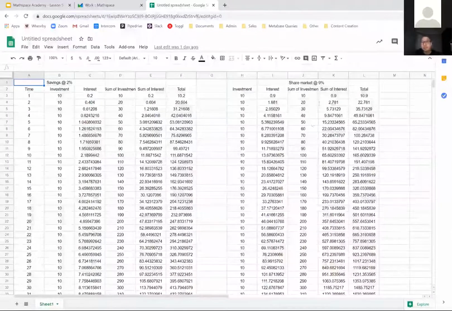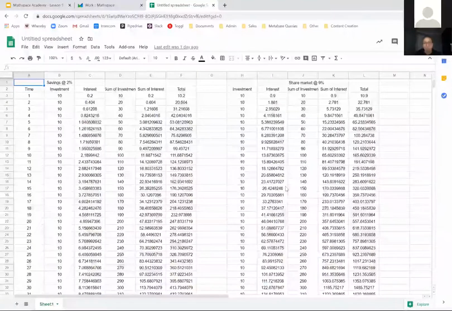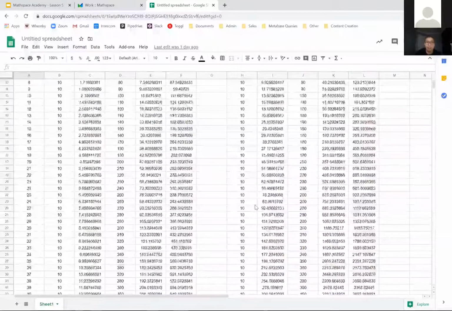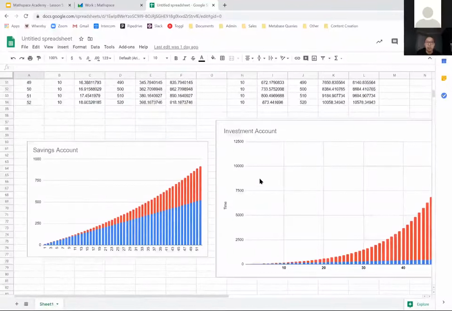Or potentially, if you invested in the share market, and the share market has a lot more volatility, meaning it can kind of go up and down. Sometimes you win money, sometimes you lose money, but on average, you'd get about 9% a year. So if you did that, this one here is at 2%, this one here is increasing at 9%, and you did this for a year, this is the kind of numbers that you'd be looking at.